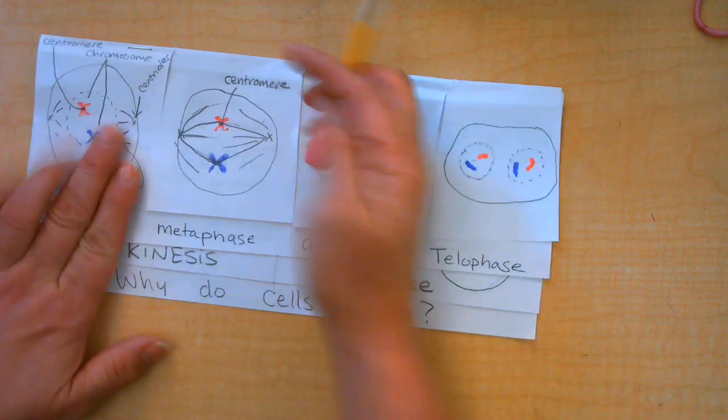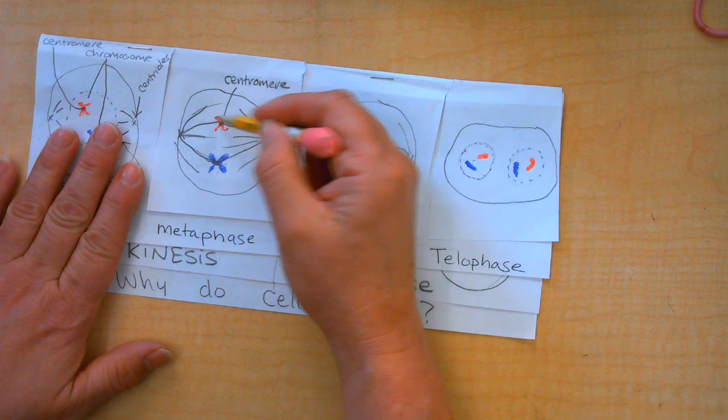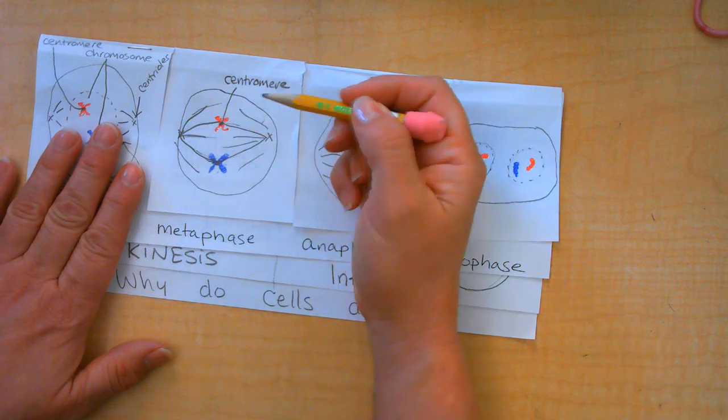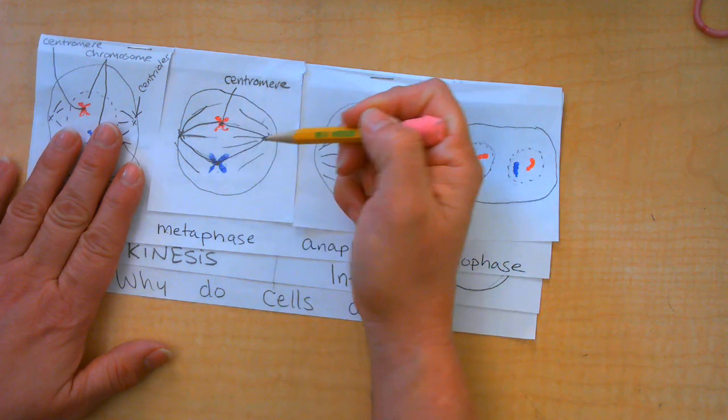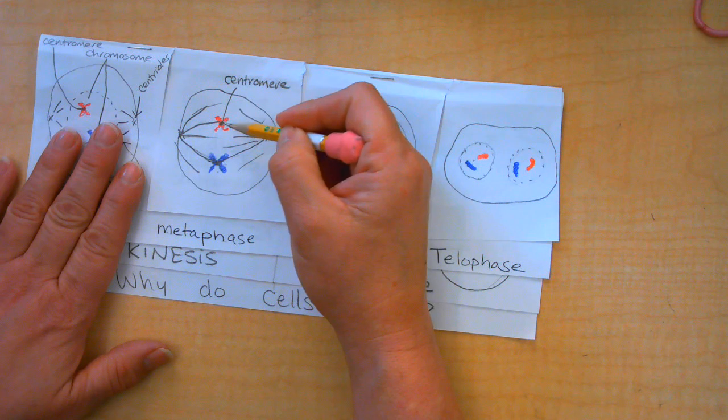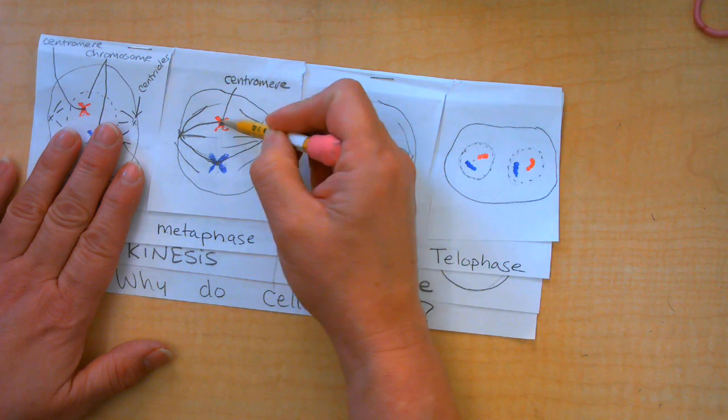Our next phase is metaphase. Now, the 2 chromosomes, and by the way, we're doing an ant cell because ants only have 2 chromosomes. I don't want to do a human with 46. That'd be too much. So the 2 chromosomes line up in the middle.